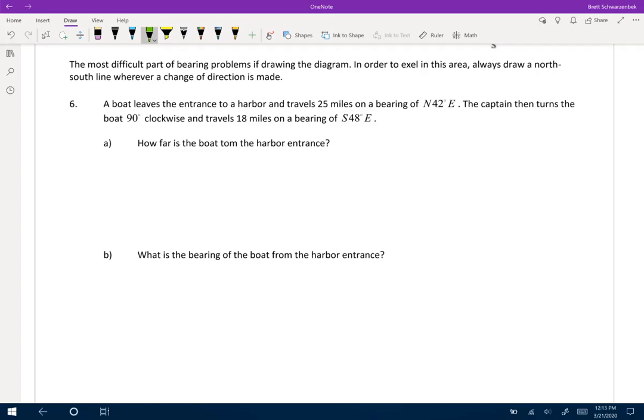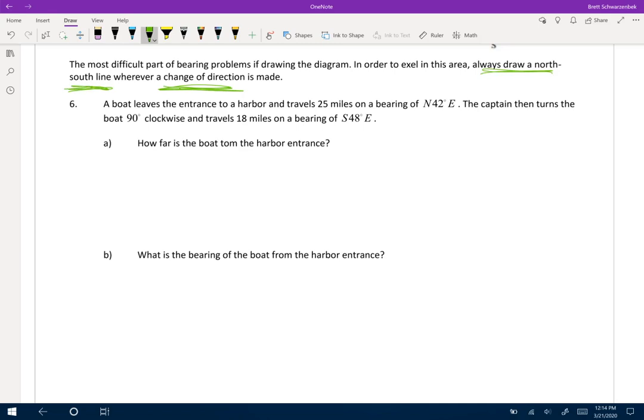Okay, the absolute most difficult thing to figure out with bearing problems is basically drawing the diagram. Most students figure out the measurements fine, but then when drawing a diagram, how do you do that so that it's accurate? Just remember, anytime you change direction, always, always, always draw a north-south line. That will always help you when doing these problems, and I'll show you how that works.